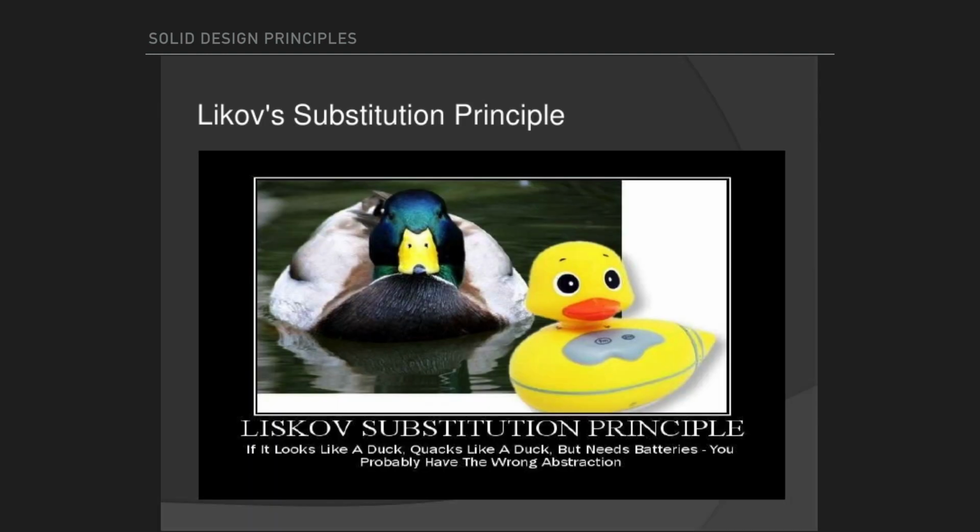This is a very good example which I've got from Google, which shows two ducks. So you have a parent and then you have a subclass. The subclass one, in this case, needs batteries to operate. So let's read out what this example says. The second duck looks like a duck, quacks like a duck, but needs batteries. You probably have the wrong abstraction. So in this case, if you replace the main duck object with the battery duck object, it is going to break the functionality of the parent class. So this is the first part of the definition which I wanted to make clear with this example.